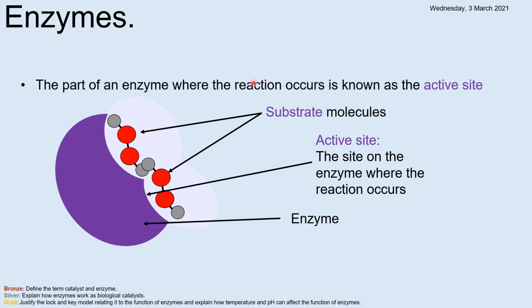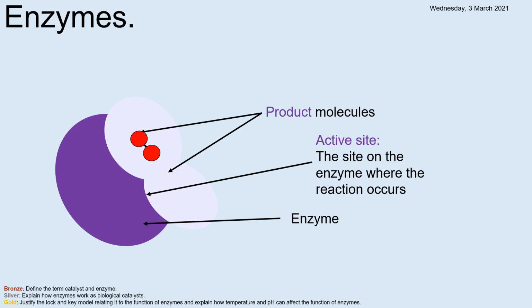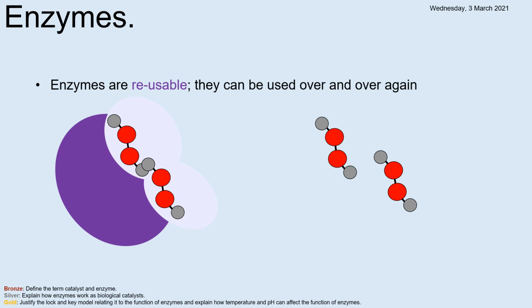So the part of the enzyme where the reaction occurs is known as the active site. The substrate molecules go into the active site and they are complementary and fit the active site perfectly, which is your lock and key mechanism. This big purple blob is the enzyme itself. These white bits are the active site, and the molecules are the substrate molecules. These are your product molecules that are made by the enzyme catalyzing the reaction. So enzymes are reusable. They can be used over and over again, like catalysts can.